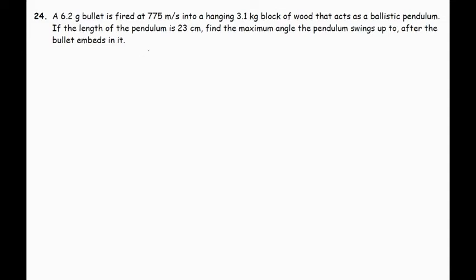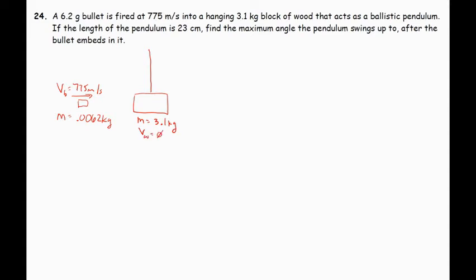Okay. So I have something hanging here, a block hanging here, and I have a bullet fired to that block. Okay. And that bullet, the mass of the bullet is 0.0062 kilograms. And the velocity of the bullet is equal to 775 meters per second. Now, over here, I have a mass of wood, and that's 3.1 kilograms. Okay, but it is not moving at first. So the velocity of the wood initial is 0.